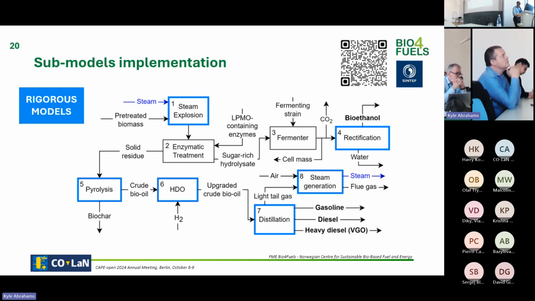So essentially, the rigorous model is used for the steam explosion, for the rectification of the bioethanol, the azeotropic distillation, so to break the azeotrope and then get pure bioethanol, the pyrolysis, the HDO, the distillation, and also for the steam generation. Here it is an example.